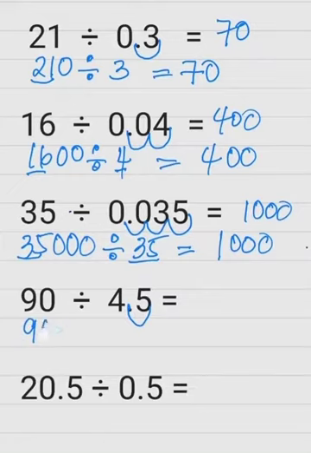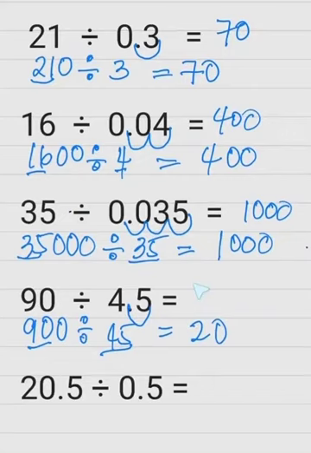Here, move one place to the right. And moving one place means adding one zero here. So 900 divided by 45. So 90 divided by 45 is equal to 2. Then add 0, and that is equal to 20.